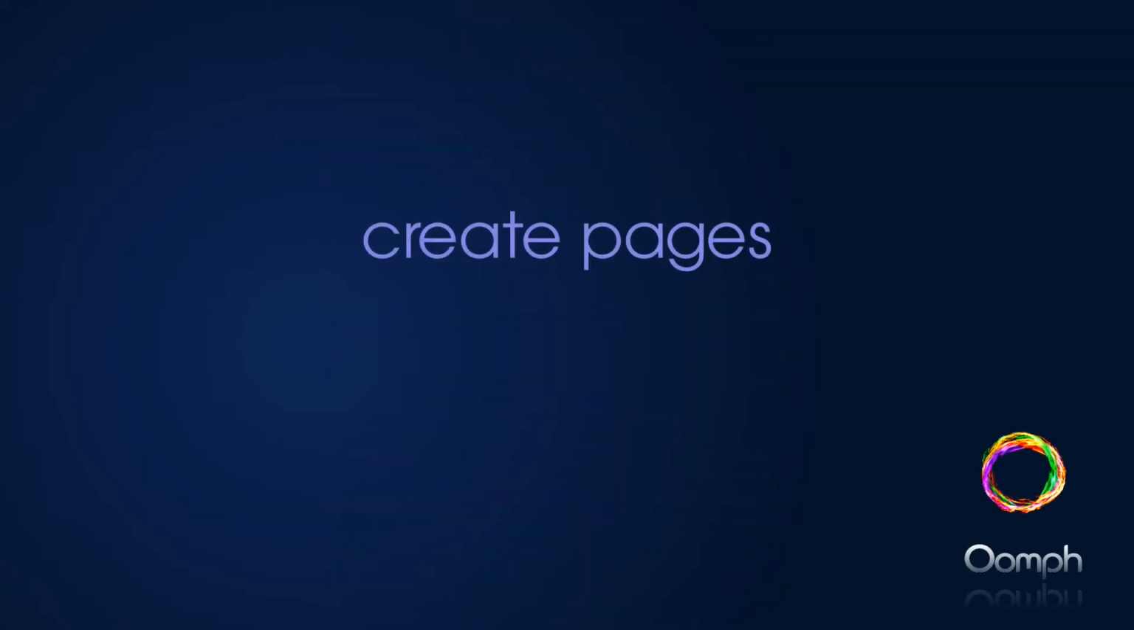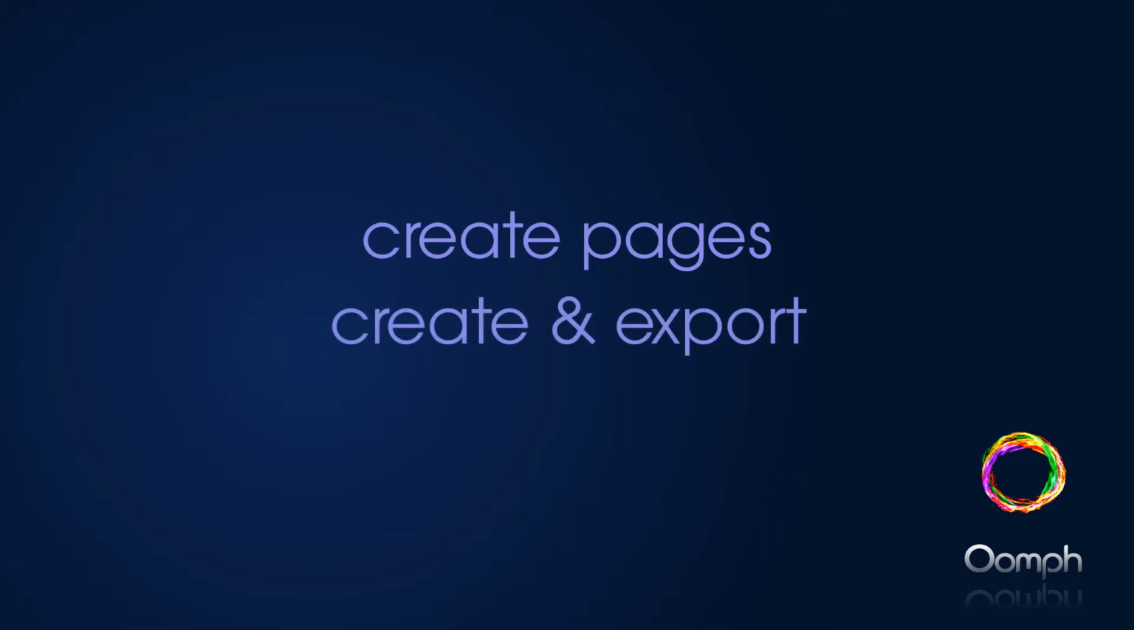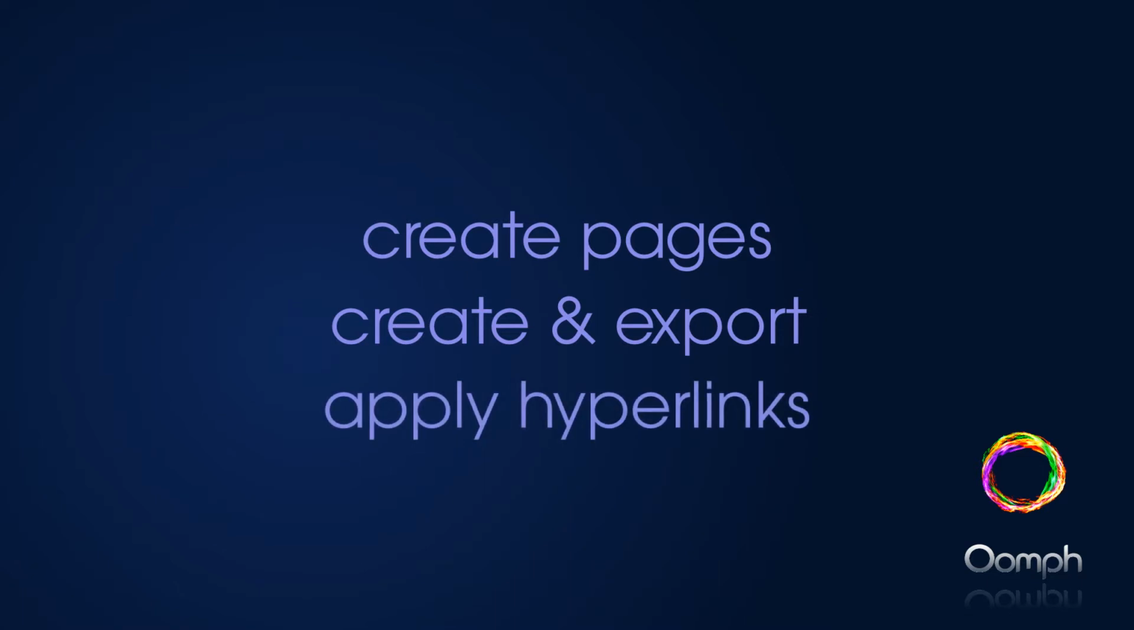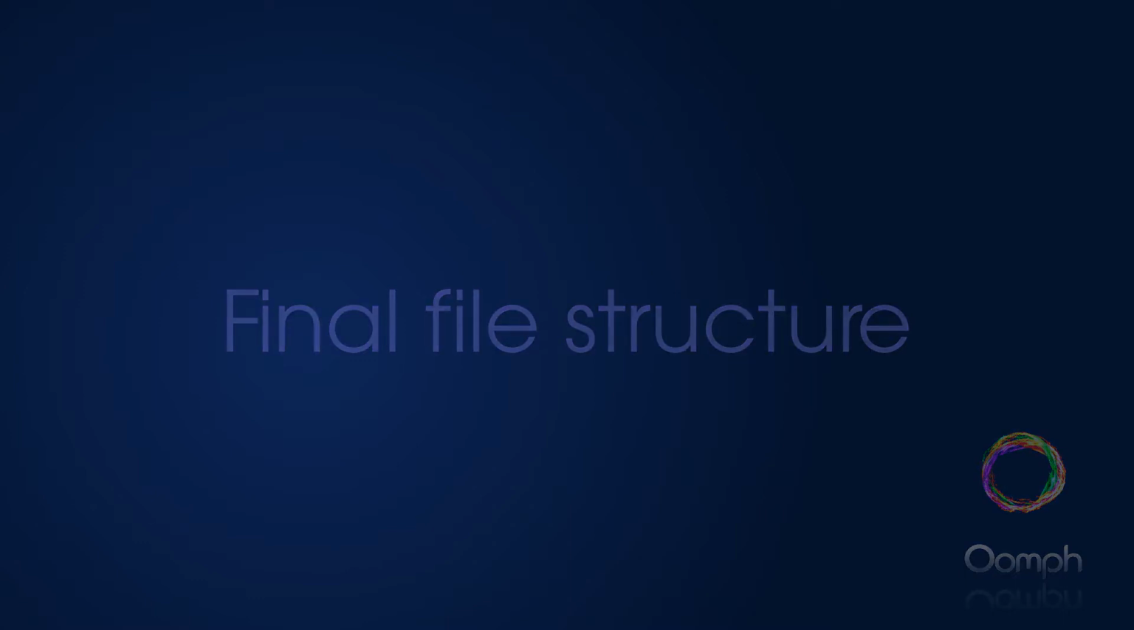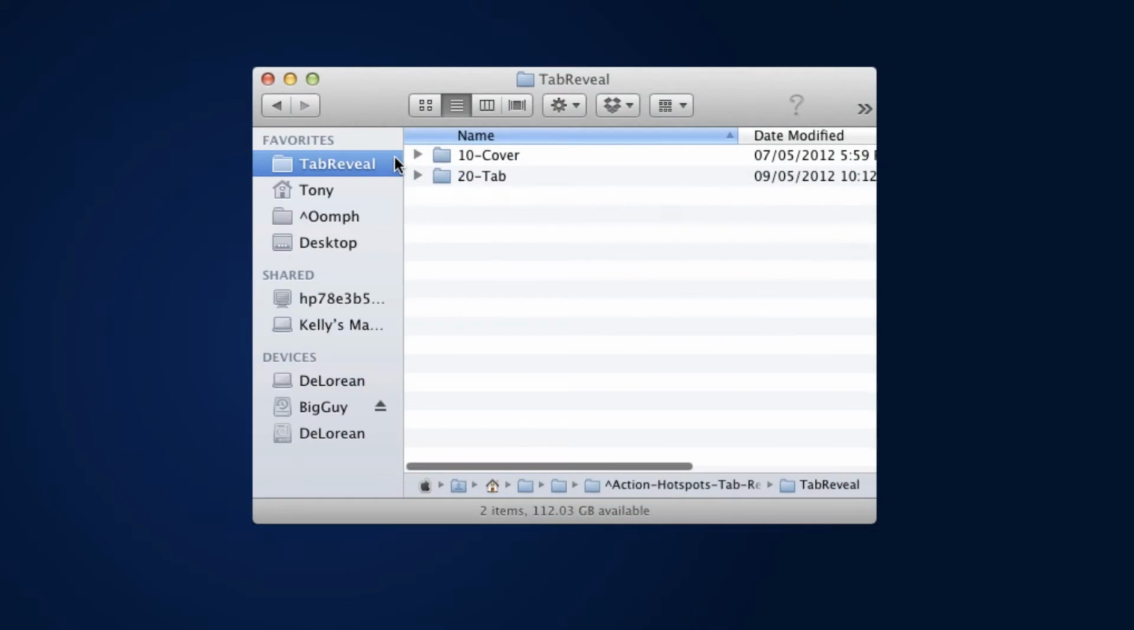In the video, we will create pages with fields that hold the tab's content. We'll create and export the tab content, and we'll apply hyperlinks to the tab buttons that will action the movement of the tab reveal on and off the page. Before I start building the objects, let's take a look at how our final file structure will look. This will give us a clearer understanding of how the elements and files fit together to create the final result.